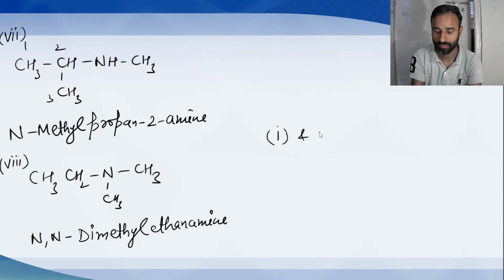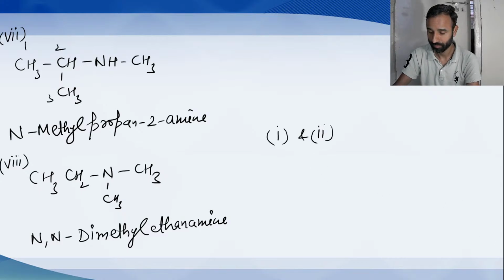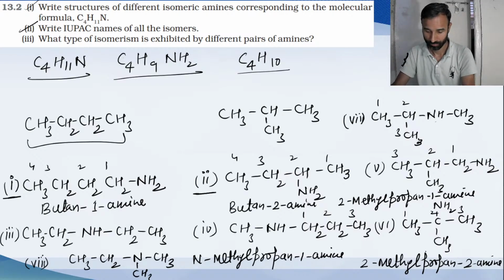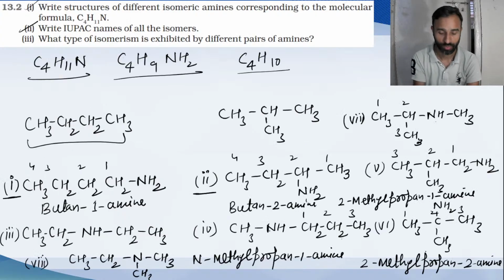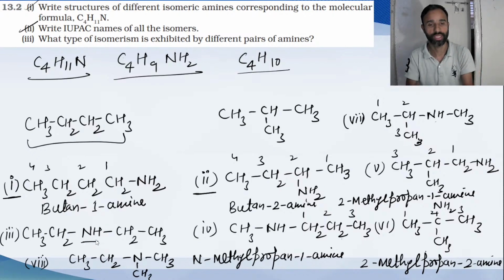So first and second, fifth and sixth. Third and fourth we have not written, right? Third is the name of the third, ethyl... enamine. So see, NH on both sides there are CH3, CH2, CH3, CH2. Okay, so N1 is a substituent, the other is the parent, ethyl ethanamine, and this one is N-methyl. Okay, fourth we have written.